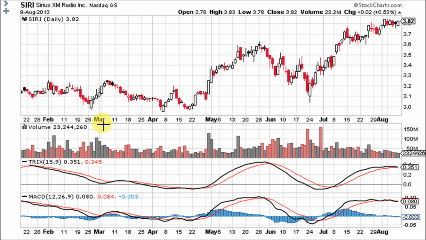So what you're looking for here, the signals come with signal line crossovers. That's where the Trix crosses either down or up through the red signal line. The other type of signal is center line crossovers. Just like the MACD, the center line is set at 0, and anything above 0 is bullish, and anything below 0 is bearish. You can also look for bullish and bearish divergences.